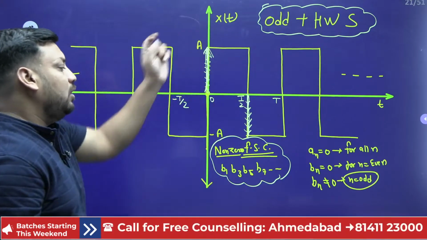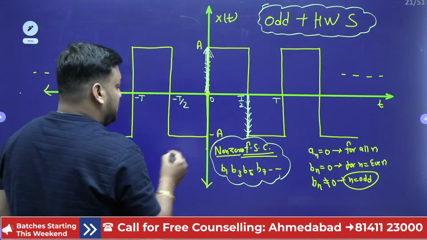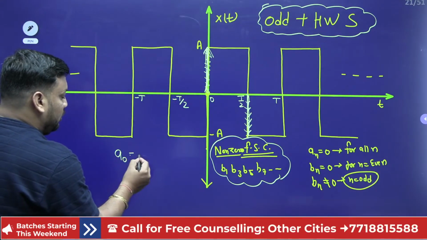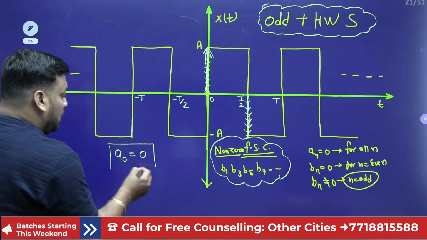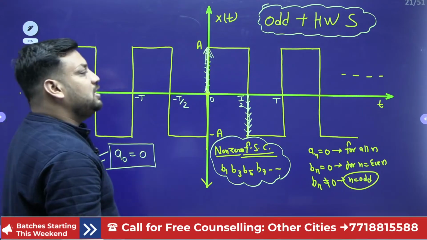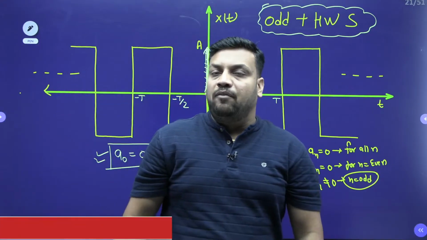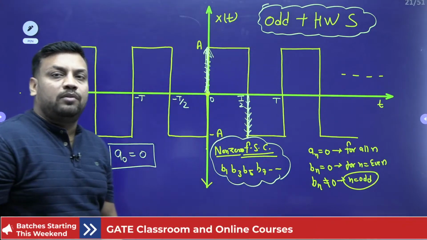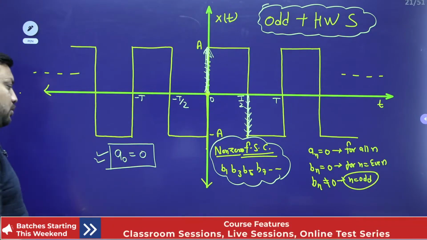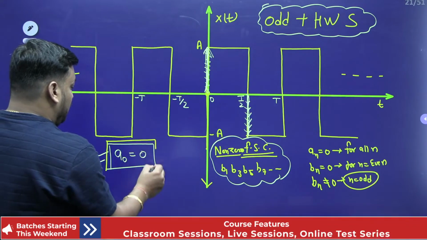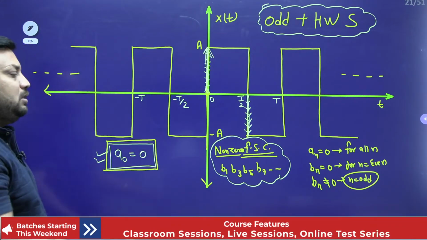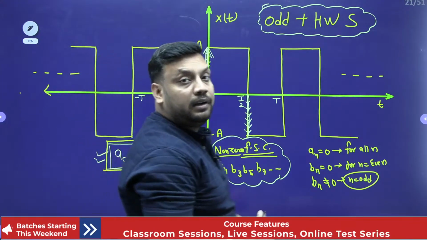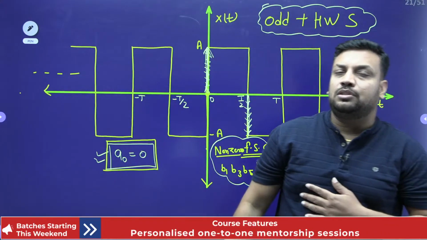Because the signal is an odd signal, and because the signal is HWS also, its average value will also be 0. Because the signal satisfies the HWS condition, its DC value will always be 0. So that is why it is 0 only. I hope till now everything is clear, bachcho. Just do reply fast.